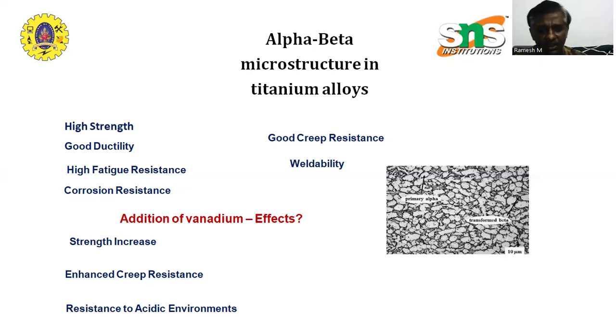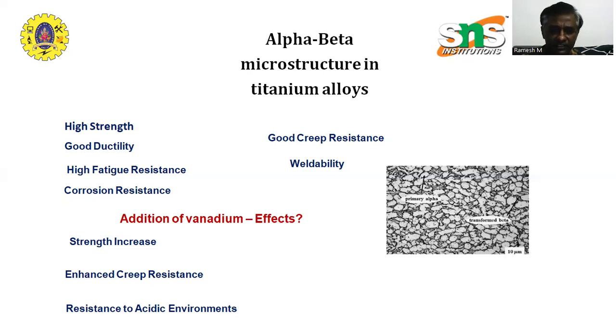So these are the things we have discussed in this class. Once again, I'm just recalling: the alpha beta microstructure, and what the properties are. We have the alpha beta microstructure in titanium alloys; what are the importance and significant properties, how will it be helpful, and what are the improvements and developments?